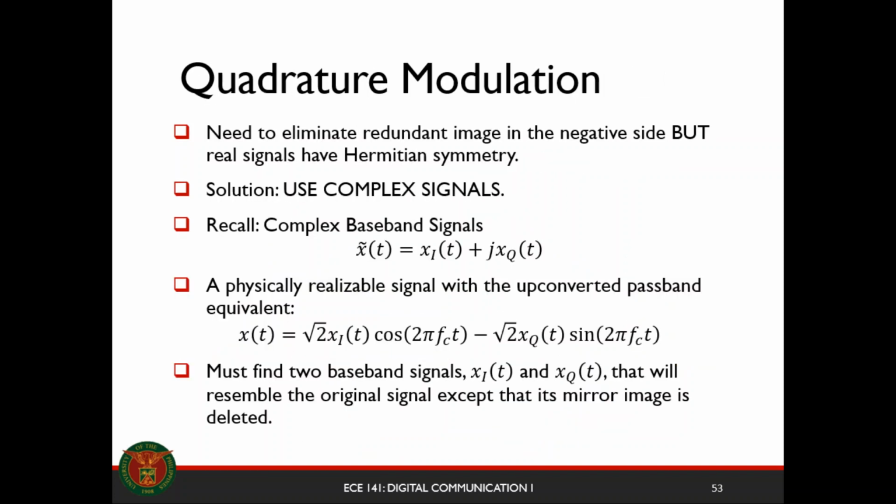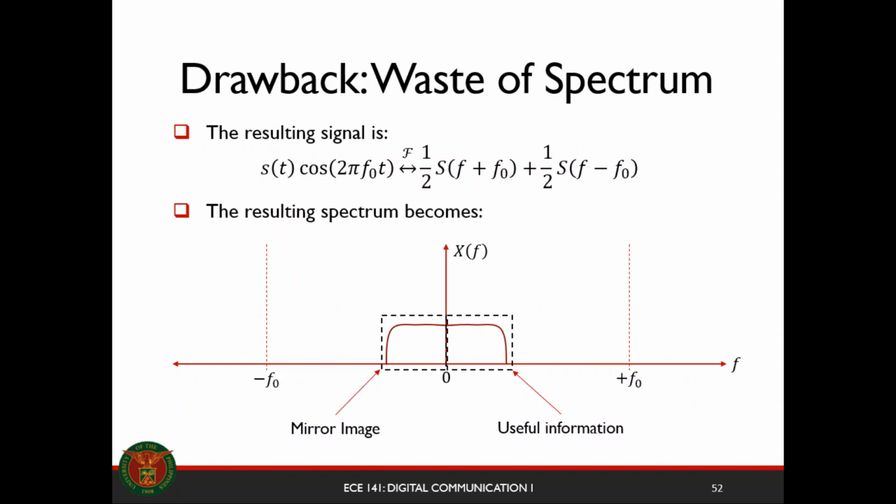That's why we have quadrature modulation. So you recall your complex baseband signals right here. Okay, we can transmit them using a cosine carrier and a sine carrier, your in-phase and your quadrature component. Because of this, your redundant information from here and here disappears. Right?